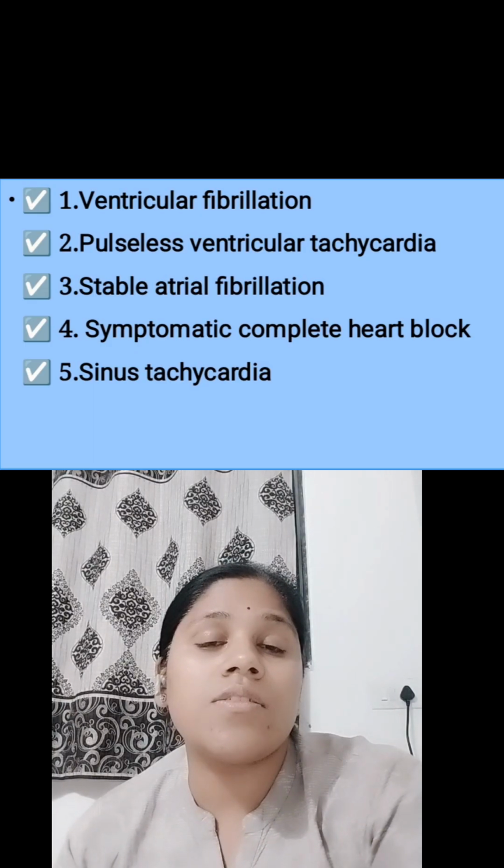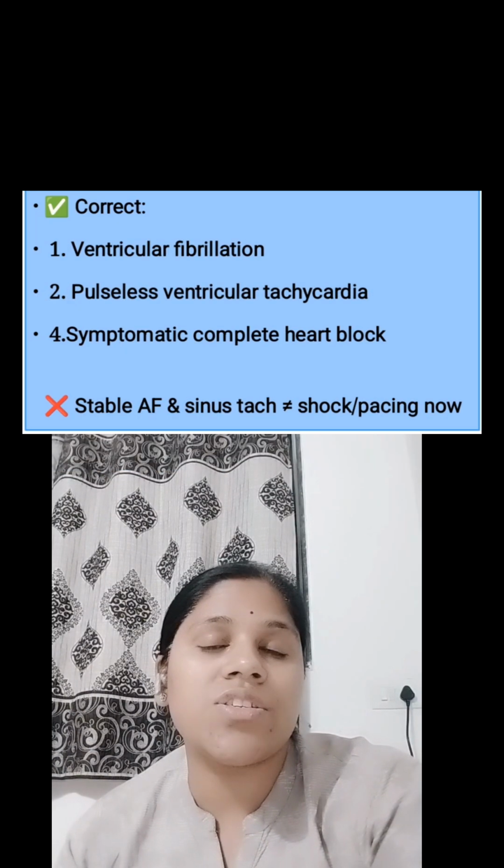And the third option is stable atrial fibrillation. The fourth one is symptomatic complete heart block. And the fifth option is sinus tachycardia. The correct options here are ventricular fibrillation. Yes, ventricular fibrillation, we are giving defibrillation. It is a correct option. And pulseless ventricular tachycardia. There is no pulse in this VT, so we need to initiate defibrillation.